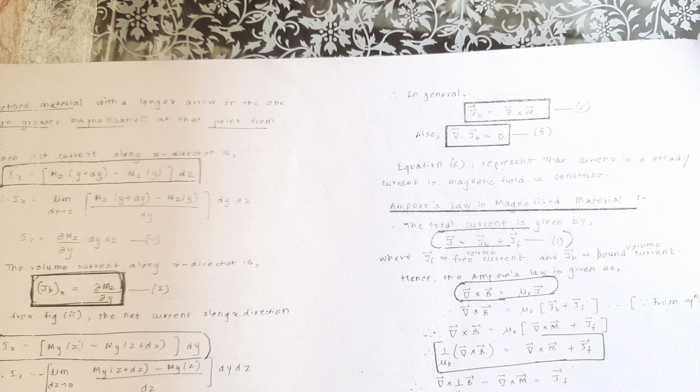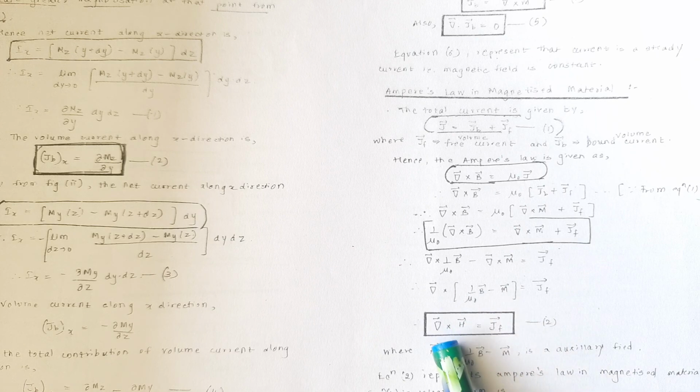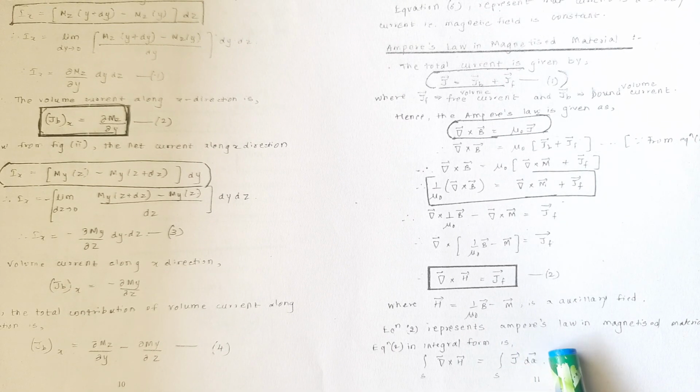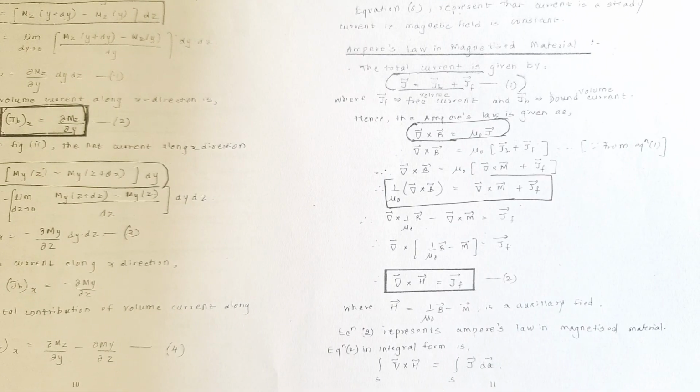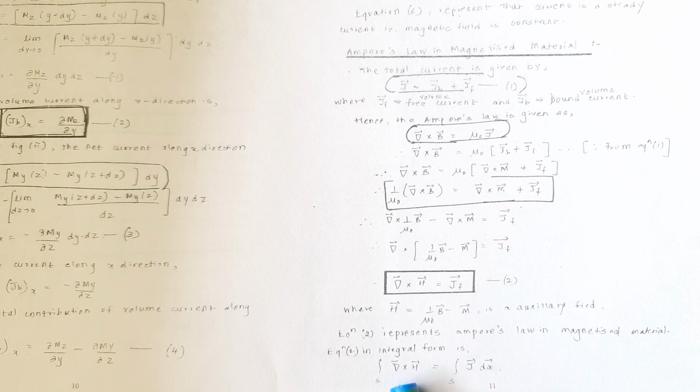Here B upon mu 0 minus M bar is nothing but the auxiliary field. So del bar cross H bar is equal to J_f bar, where H bar is equal to B bar upon mu 0 minus M bar, the auxiliary field. So equation 2 represents Ampere's law in magnetized material. Equation 2 in integral form is the surface integral of del bar cross H bar equal to the surface integral of J_f bar dA.